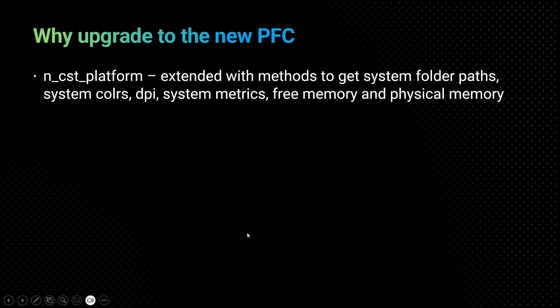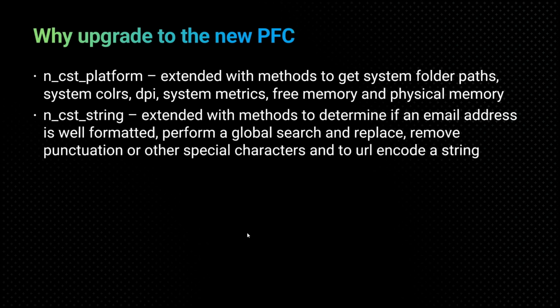NCust platform, that was an existing service. We've extended it with methods similar to an earlier service I mentioned, to give you system folder paths, system colors, the DPI for the monitor, system metrics, free memory, and physical memory. There was an existing NCust string object. We've extended it with methods for determining if an email address is valid, to perform global search and replace, to remove punctuation or other special characters, and finally to URL encode a string.